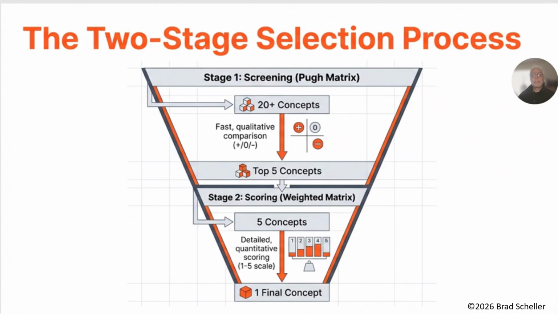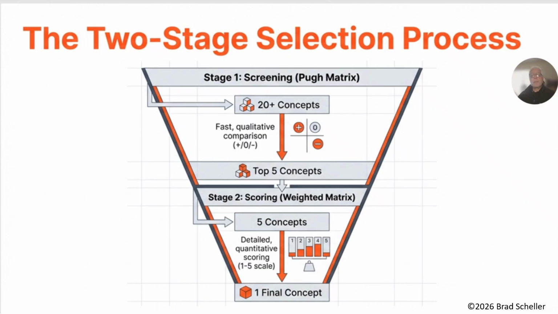So we're going to get to something called the Pugh matrix. It's a tool that was developed and it's very strong. You start with, say, 20 plus concepts from your generation phase. Now, in those days, you couldn't do detailed analysis on all of them. That would take forever. So you do a quick qualitative comparison. I would argue that now you can do more detailed analysis across all of them using AI, but we'll get to that.